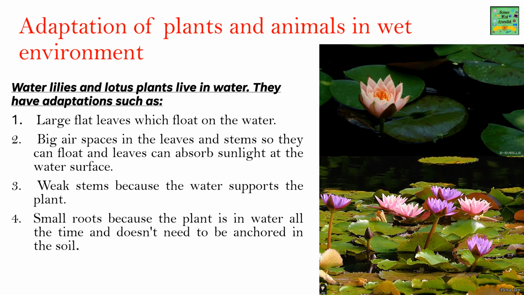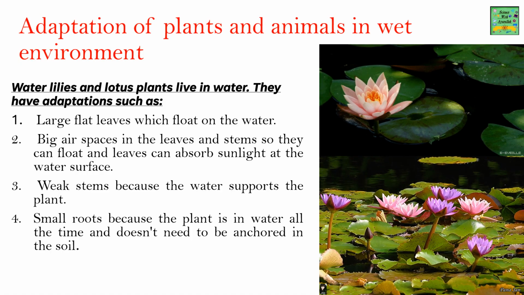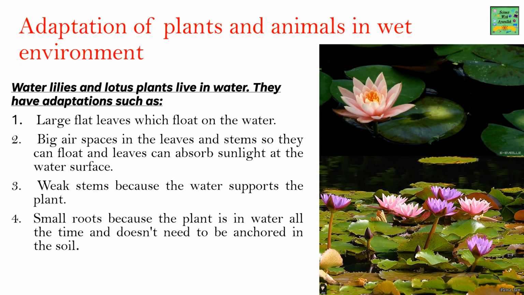Adaptations of plants and animals in wet environments. Water lilies and lotus plants live in water. They have adaptations such as large flat leaves which float on the water surface, and big air spaces in the leaves and stems so they can float, and the leaves can absorb sunlight at the water surface. They have weak stems because the water supports the plant, and small roots because the plant is in water all the time and doesn't need to be anchored by the soil.